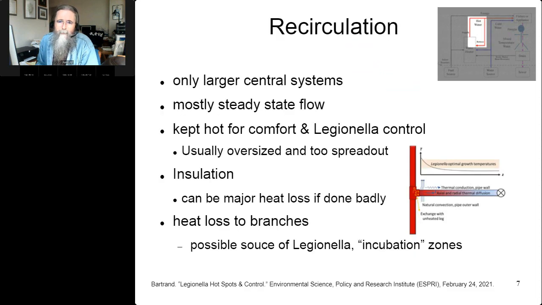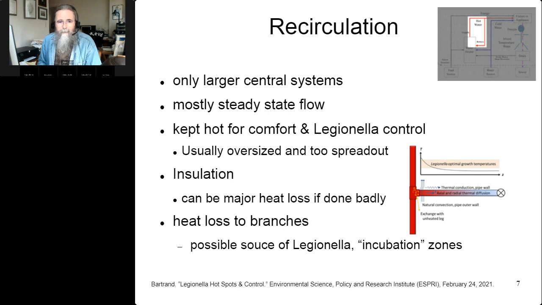The recirculation loop is only in larger systems. The plumbing system that I was talking about on the previous slide is a tree. There is a hot water source and an end use, and there may be branches off that tree in different segments, but it's always a tree. The recirculation loop is a loop. They're usually only on larger systems, central systems.